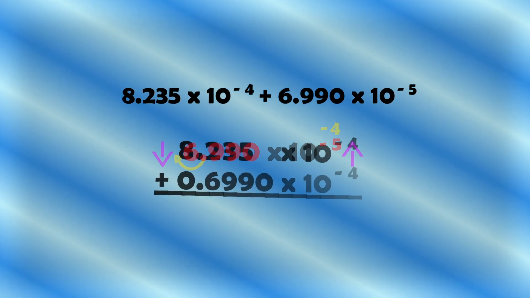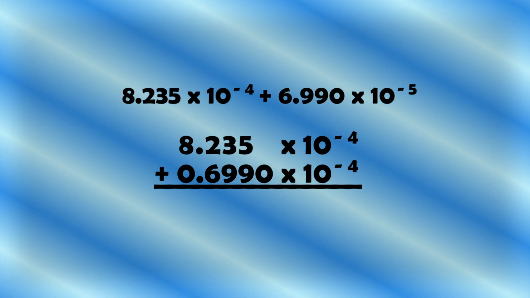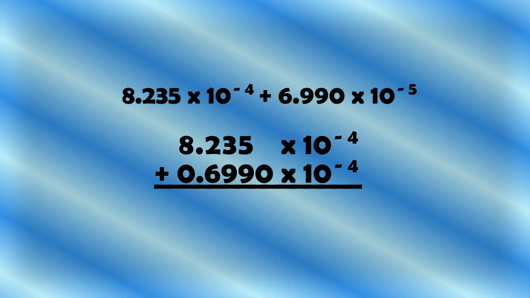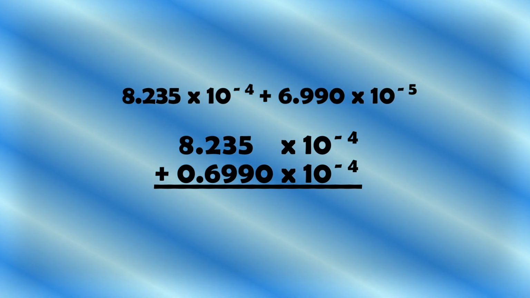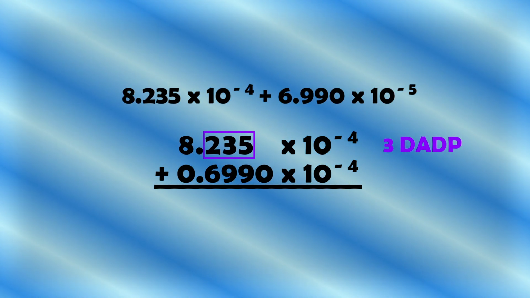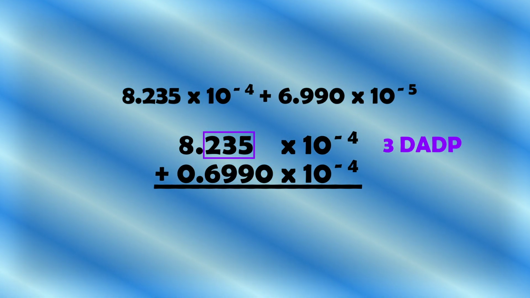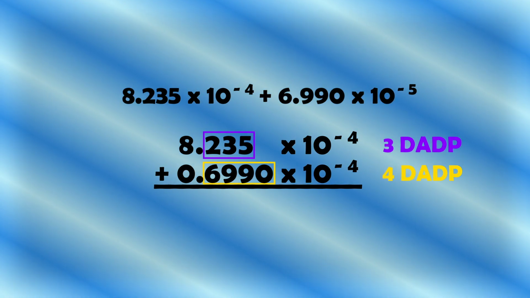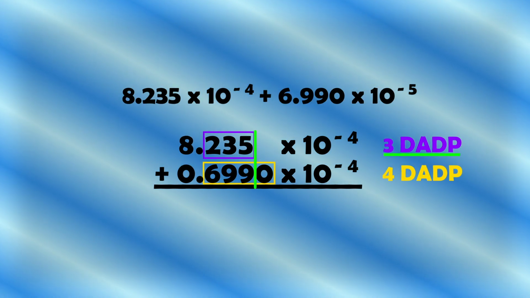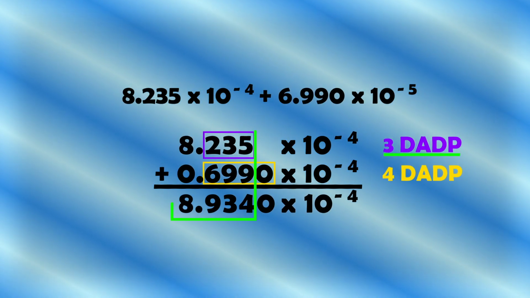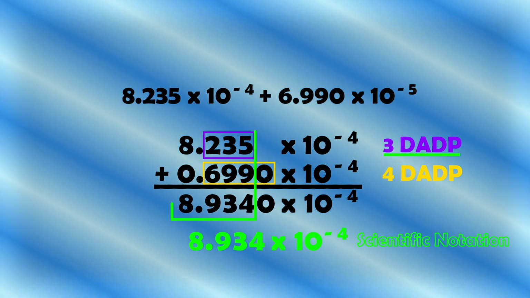So the number that we will add will be 0.6990 times 10 to the minus 4. Once we do this, with everything being in 10 to the minus 4, we can see 8.235 times 10 to the minus 4 has three digits after the decimal point. 0.6990 times 10 to the minus 4 has four digits after the decimal point. So our answer can only have three digits after the decimal point. So the resulting number is 8.904 times 10 to the minus 4. That's in scientific notation, and that's wonderful.